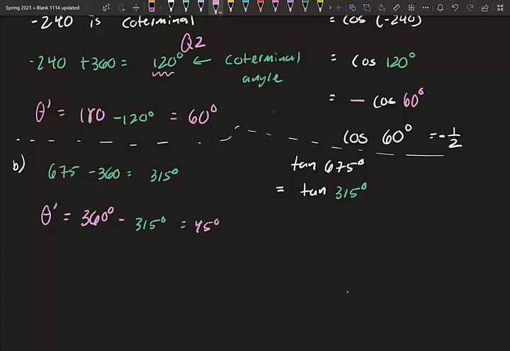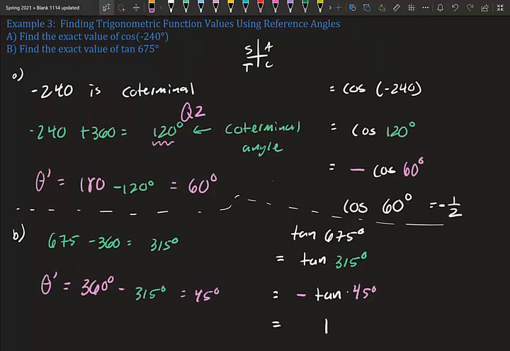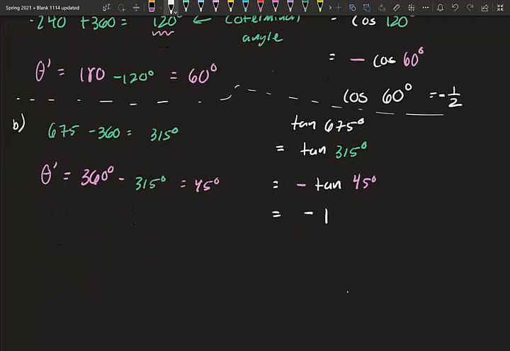Now, you could use that little chart that I just showed you. If we use that little chart, since we're talking about coterminal angles, we have tangent 45 degrees. That little chart states that it's +1. But since we're working in quadrant 4, tangent is not positive, so it would be -1.